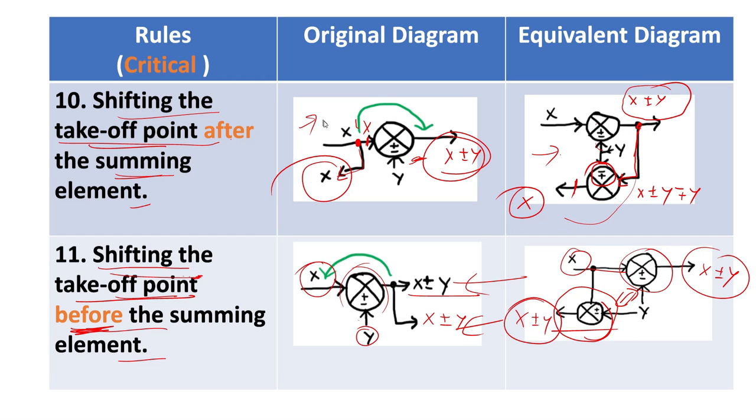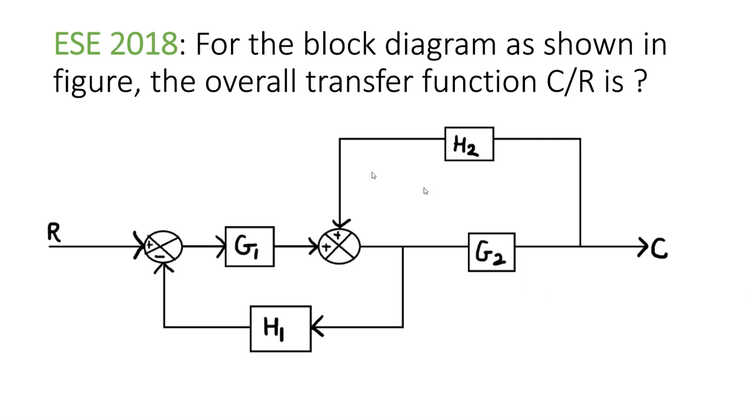See, the main aim of using these rules is to modify your block diagram for its easy reduction. As an example, see this question from ESE 2018. For the block diagram as shown in the figure, the overall transfer function C by R is. So you have to find the overall transfer function of this network. Here you can see that we have two closed loops, 1 and 2, but they are interconnected like this, so we cannot use the transfer function formula here directly.